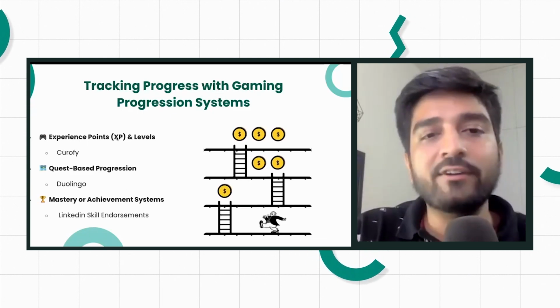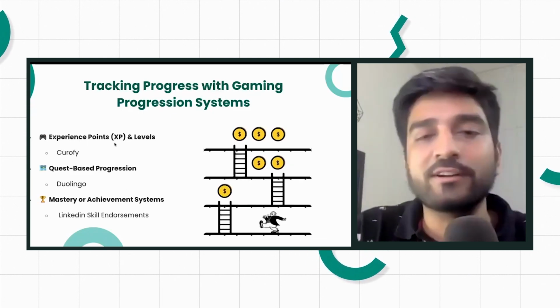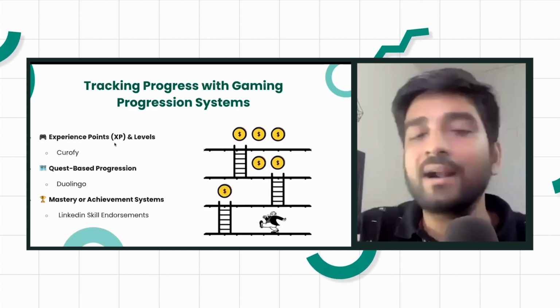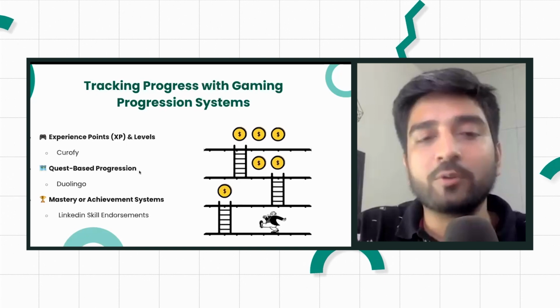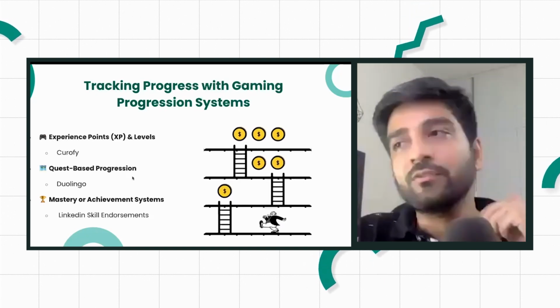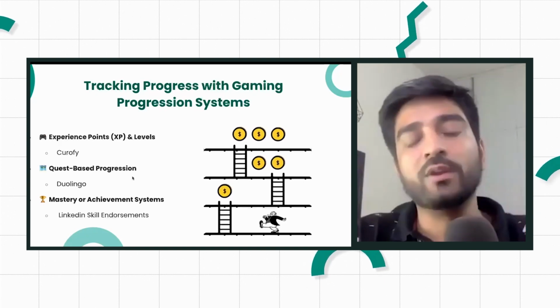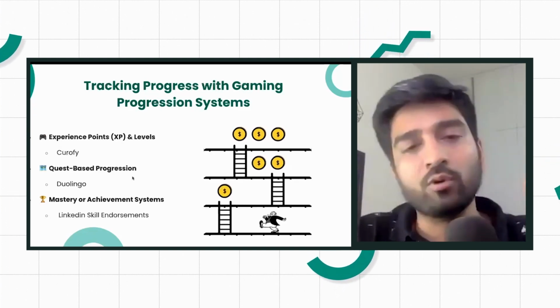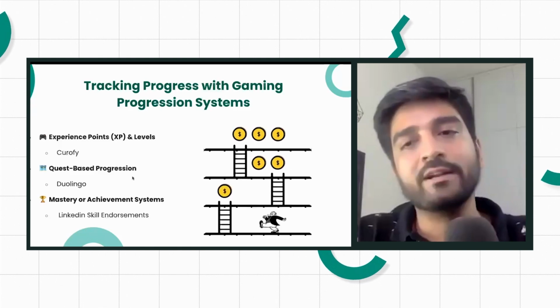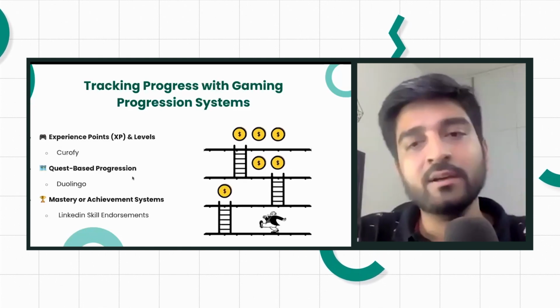So you could have experience points, any kind of positive behavior, and you can add levels on it. So like what we did at Curify. You can also have quest-based progression, like the example I showed where two people were together learning few lessons on Duolingo. So you would create a quest for them, they would complete the quest, then you would create another quest for them, they would complete the quest, and so on.